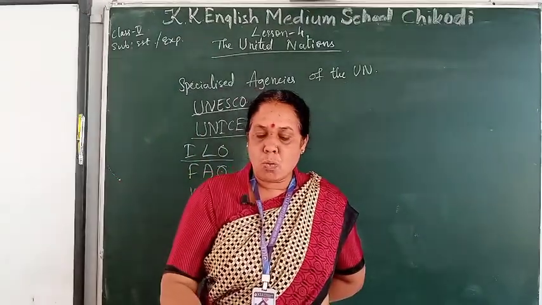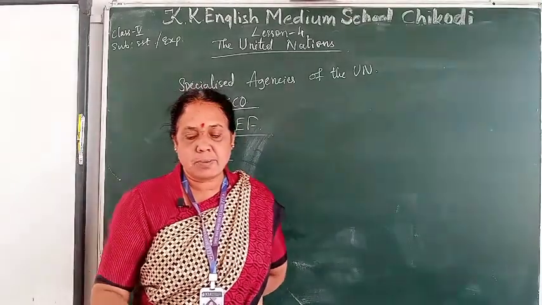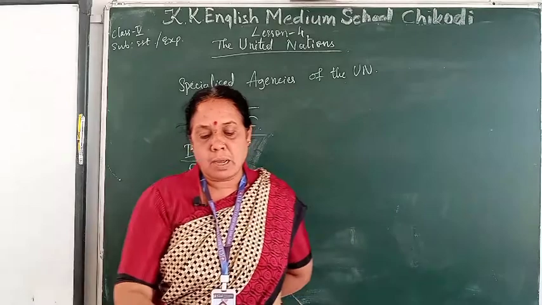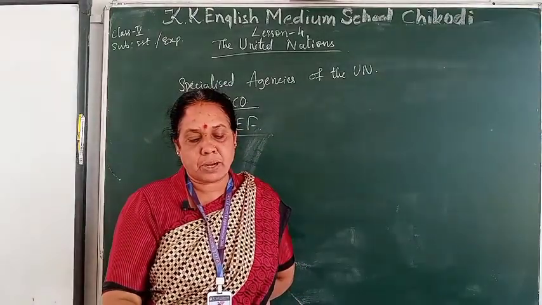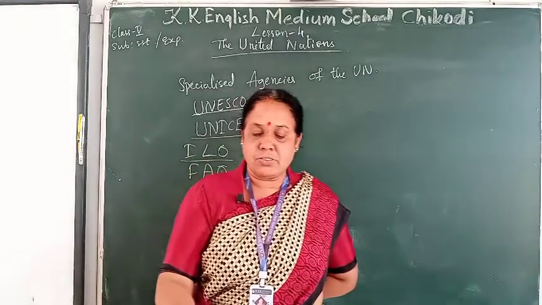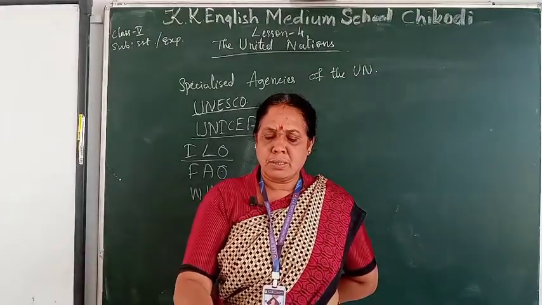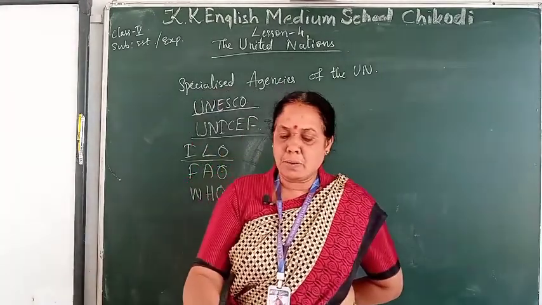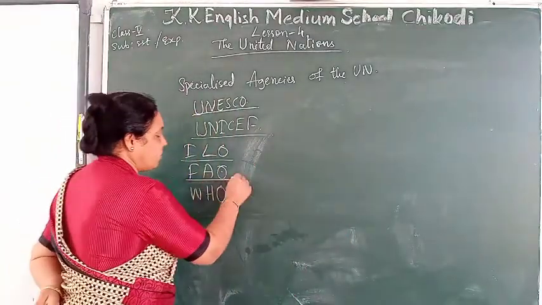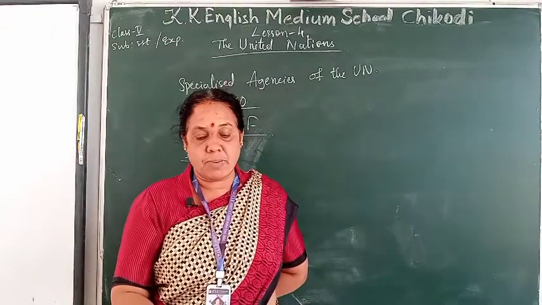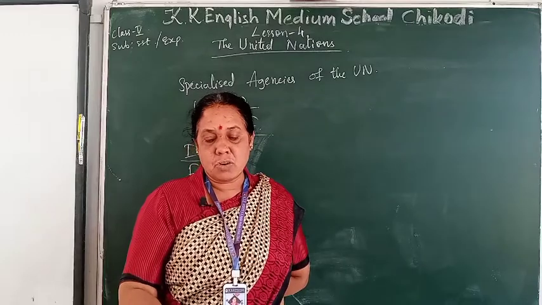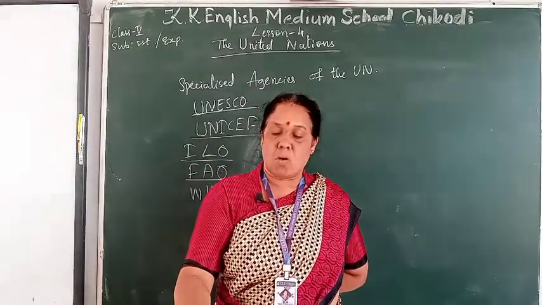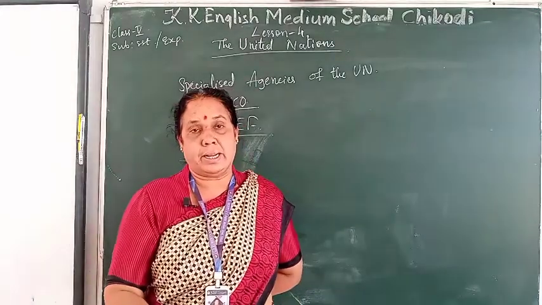The International Labour Organization was formed in 1919 and it deals with labor issues by bringing together governments, employers and workers' representatives and setting up labor standards and social protection for workers. Its headquarters is in Geneva, Switzerland. The next is the Food and Agricultural Organization. It was formed in 1945 to help nations improve agriculture, forestry and fisheries practices and ensure good nutrition and food security for all, and its headquarters is in Rome, Italy.